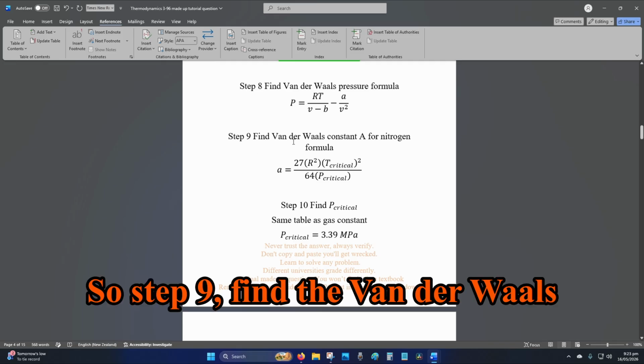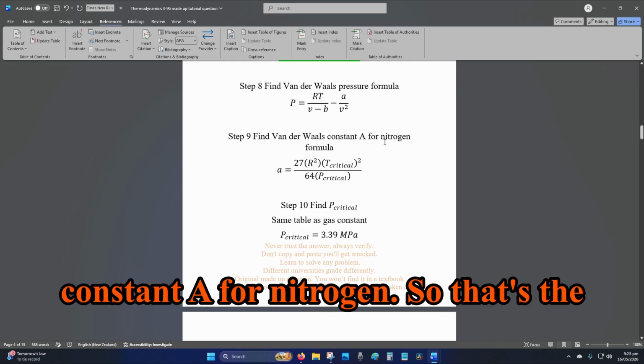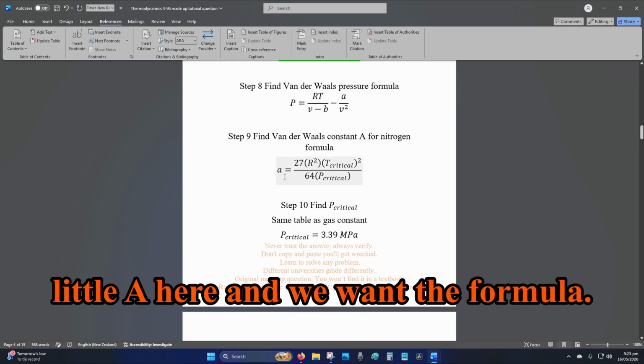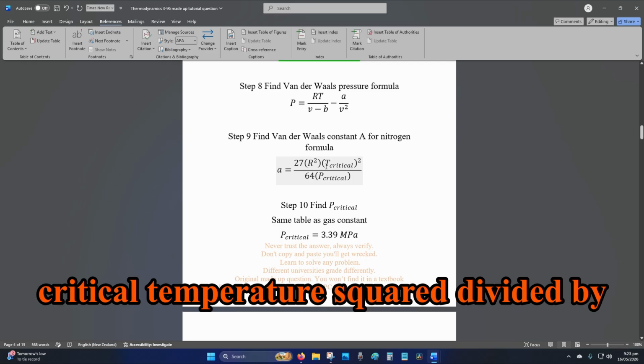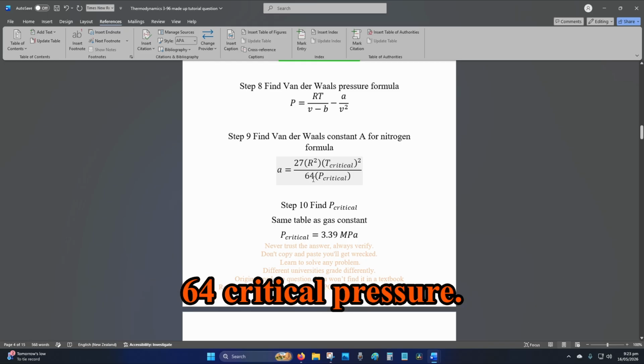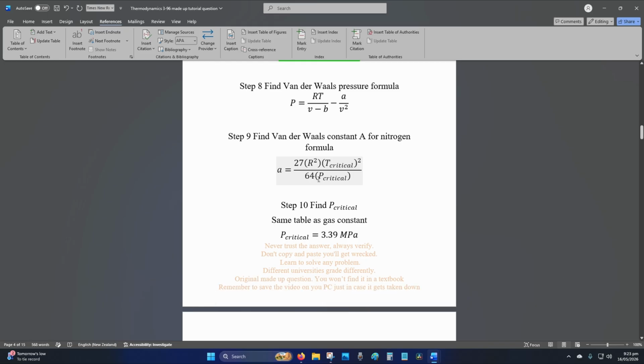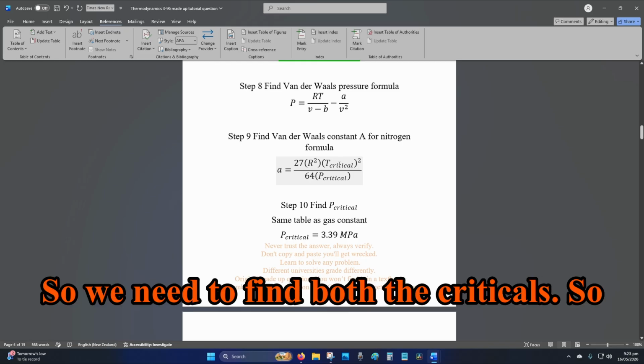So step 9, find the van der Waals constant A for nitrogen. So that's the little a here. And we want the formula. So it's 27R squared multiplied by the critical temperature squared divided by 64 critical pressure. So we need to find both the criticals.